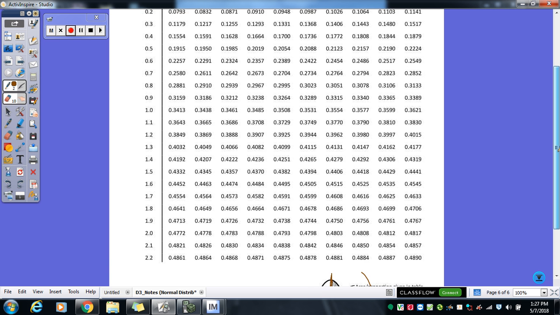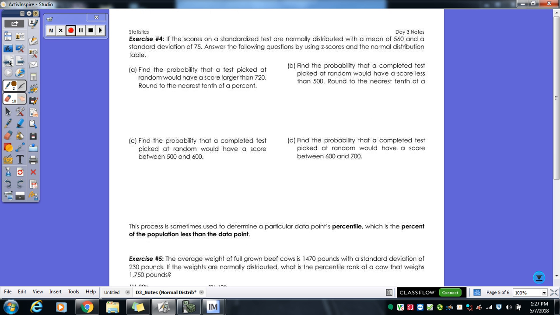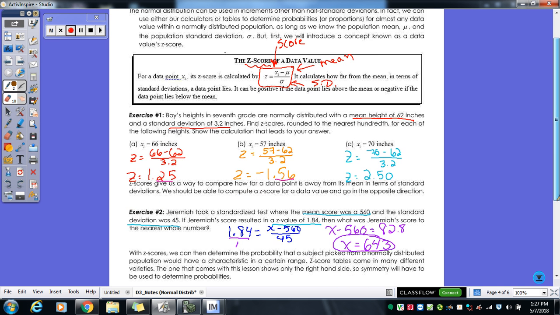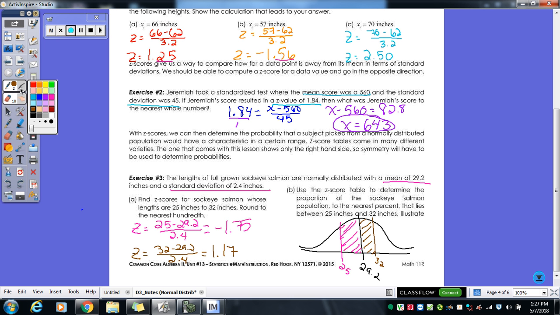So our first one was negative 1.75. So here's our 1.7. And then if you look at your top, this is 0.00. This is 0.01, 0.02, 0.03, 0.04. There's our 0.05. So that's what the first one's going to be: 0.4599. So this part of our bell curve right here is 0.4599. That was our number off our chart.